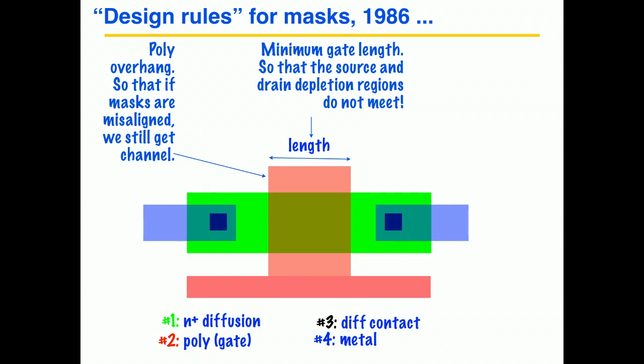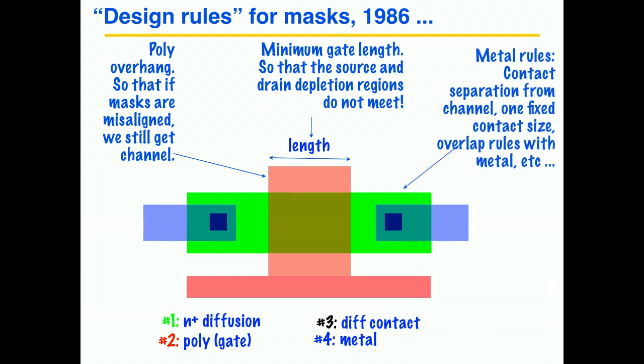And there's some minimal resolution that can be resolved, and that defines the size of the process. So typically the gate length, it's not shown here this way, but we like to make it as short as possible so the transistors are as fast as possible. And then there are some metal rules. This is a connection from metal down to diffusion, and there's some rule about how much the metal has to overlap that contact, as we will see.